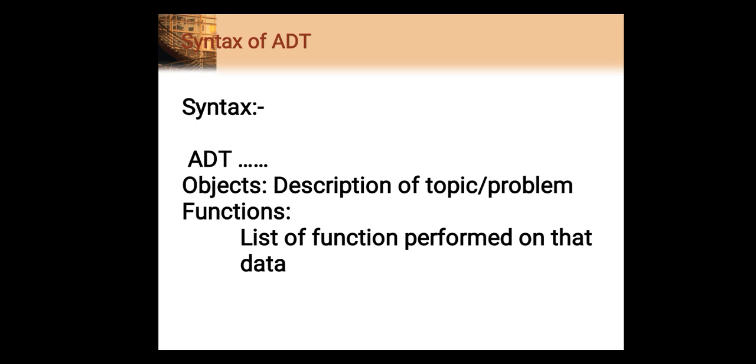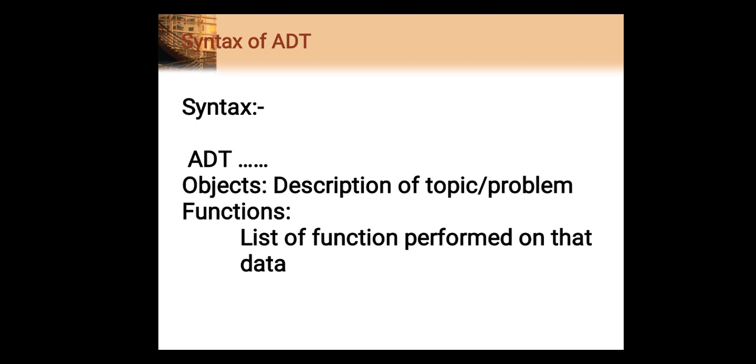If you take the example of the array, in the object part you have to give the description of the array. Here you can specify the definition of the array also. Okay, an array is nothing but a collection of homogeneous elements. In this way you can specify the description of your array in the object part. The next, or third, part of writing the ADT is nothing but the functions.